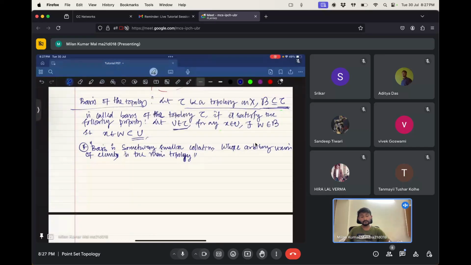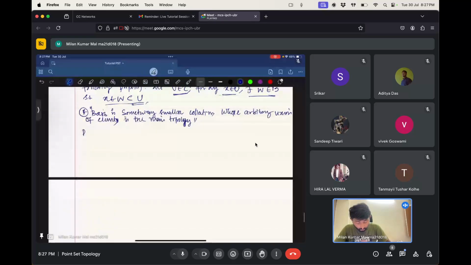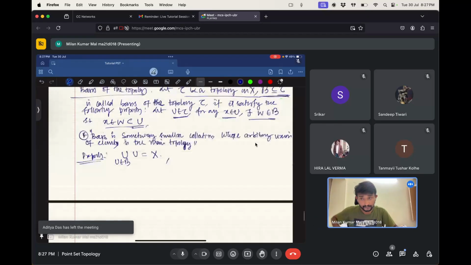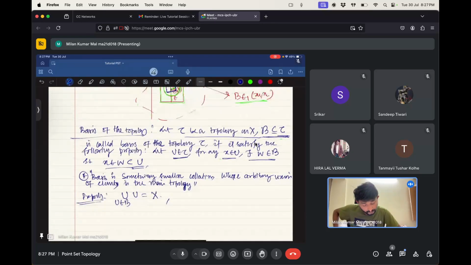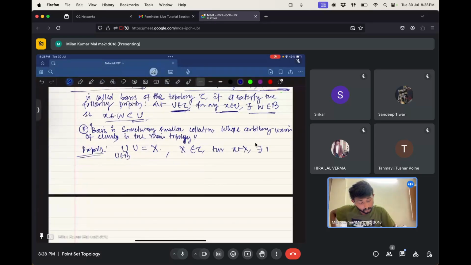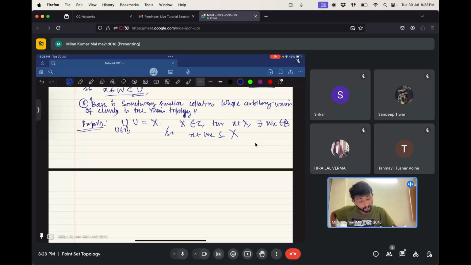For every element U belongs to tau and x belongs to U, I will find a W belongs to B such that x belongs to W. Now the first condition, the property that Professor Ronnie Sebastian sir already proved, is that the union of all U belongs to the basis B is actually the full set X. Why is this happening? Because X is in tau, since tau is a topology. Then for every x belongs to X there exists a W_x belongs to B such that x belongs to W_x, which is a subset of X.